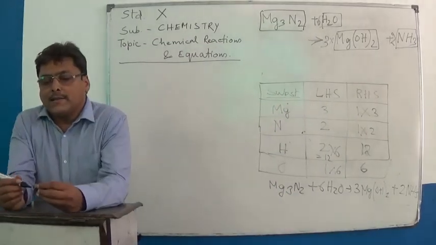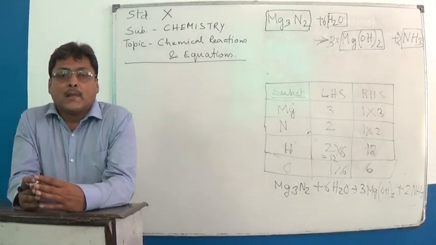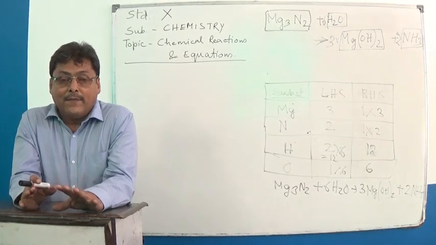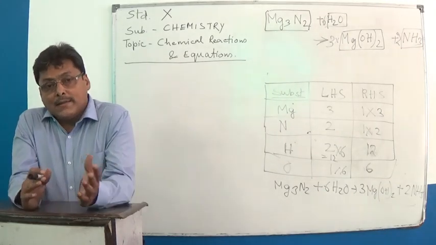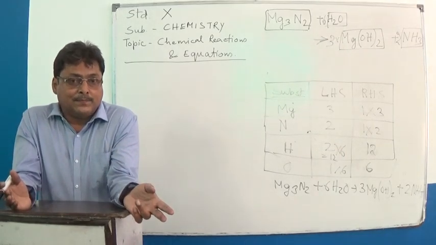And now we will discuss 2 very vital, important chemical reactions that happen in our daily life. One is photosynthesis and one is respiration. Please look at the formula first.